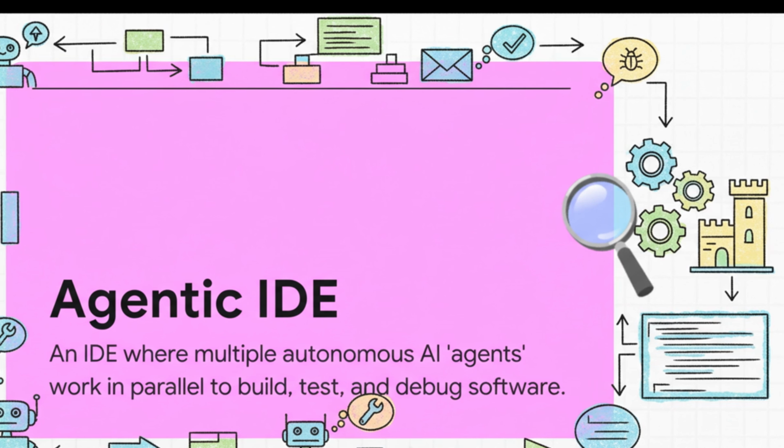What that means is it's a development environment built from the ground up for multiple autonomous AI agents to collaborate. They don't just write code in a vacuum. They can work in parallel on different parts of a project, test their own work, and even fix the bugs they find along the way.